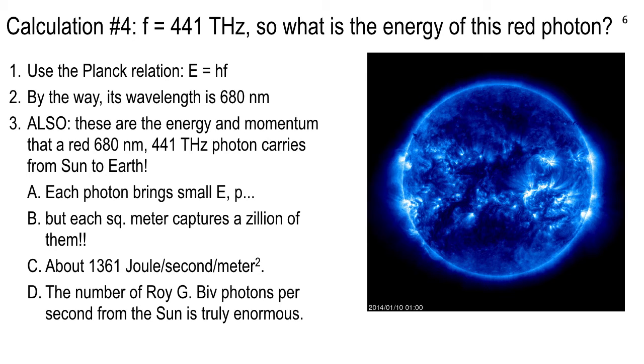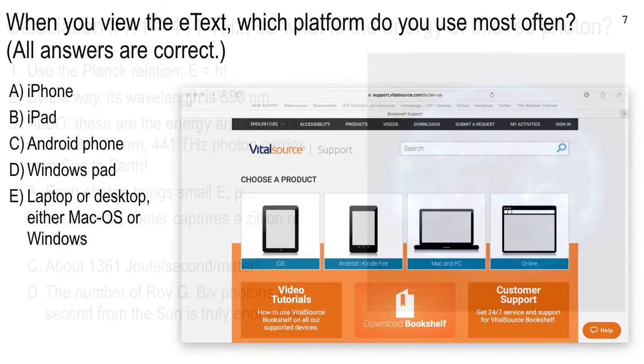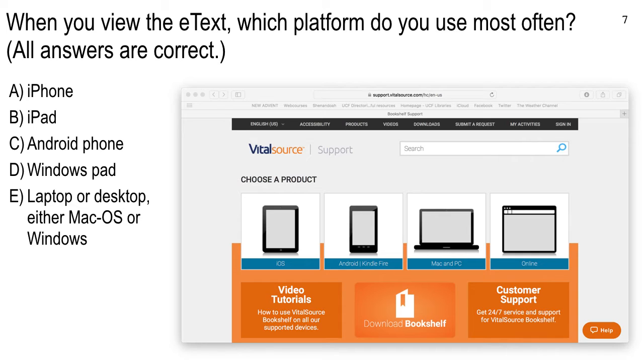Okay, I'd like to do another clicker question with you, and this one is by way of survey. I just want to double check with you. Turn your clickers on. When you view the e-text, which platform do you use most often? Just type in what your preference is, or which one you use most often. Not which one you like, but which one you use the most often. And we'll grade all of them correct. And remember that when you do the grading for this. All right, so just take a minute to do that.